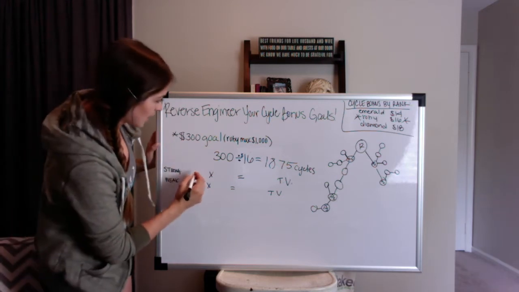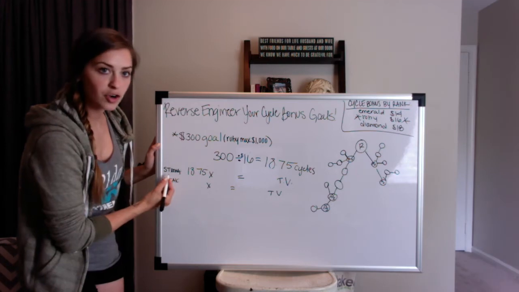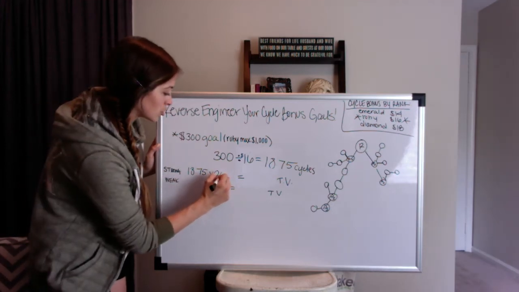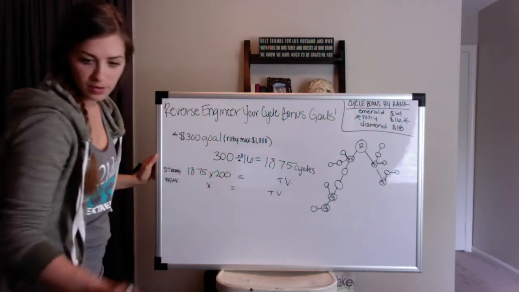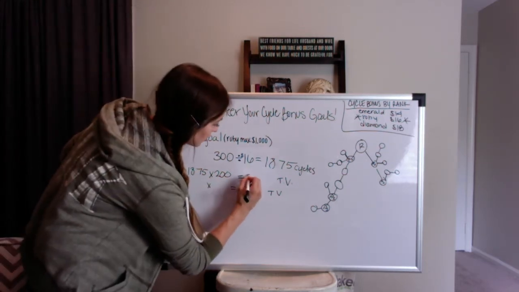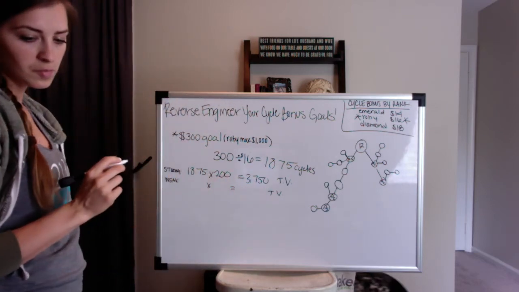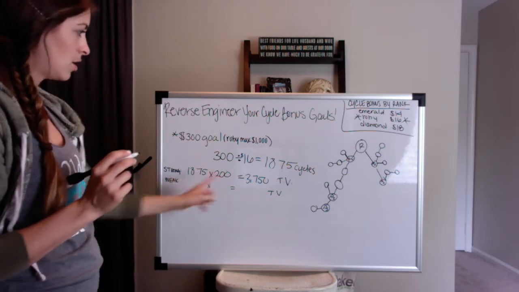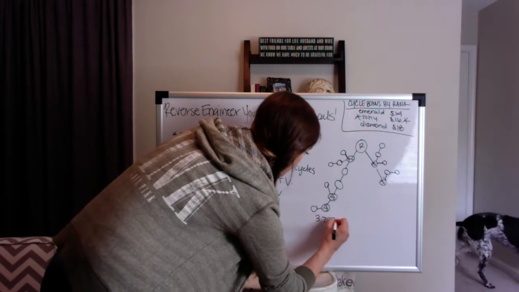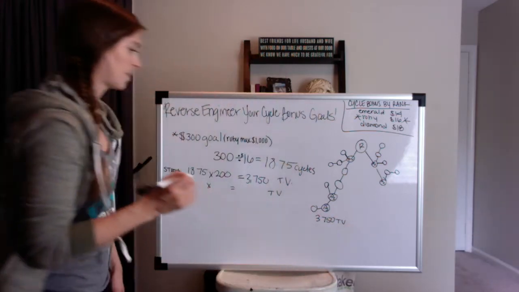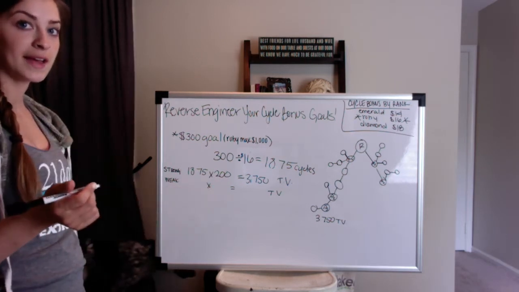So we're going to take 18.75 for your strong leg, and we're going to multiply that by the 200 team volume that they're going to take out. All right, so that gives us about 3,750 team volume that you're going to need on your strong leg. 3,750 TV.